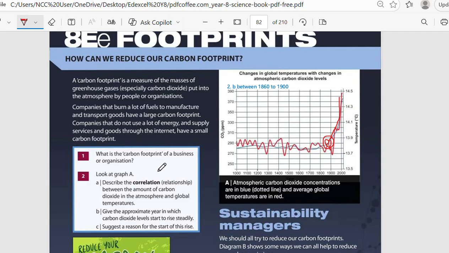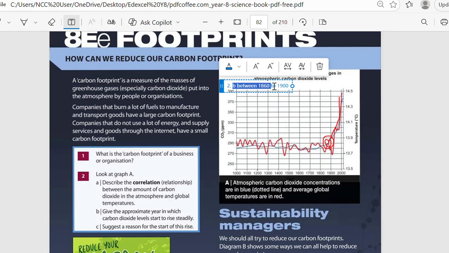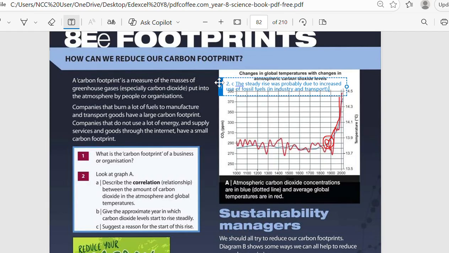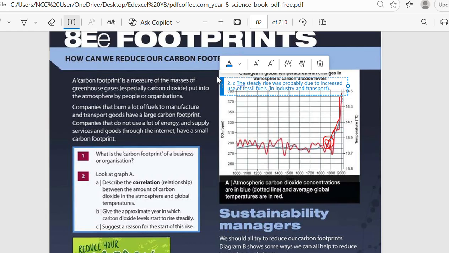Right, now for the next question 3. Suggest a reason for the start of the rise. Any answers? Because of human activities. Okay, what sort of activities? Burning fossil fuels. For what purposes? Your answer is correct. For what industries?